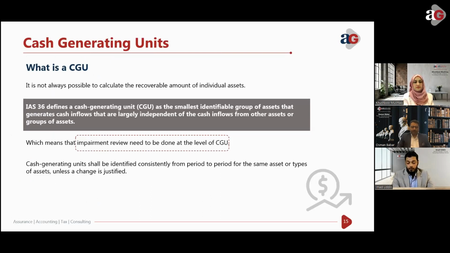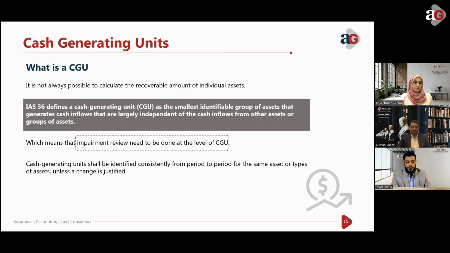This is because the way recoverable amount has been defined, it cannot always be computed for individual assets. Why? Because some assets might have fair value less cost to sell, but they still might not have a value in use, because value in use is computed based on the cash flow capacity of the asset. And many assets in a business, in a factory, do not generate cash on their own. They generate it as part of a cash generating unit.